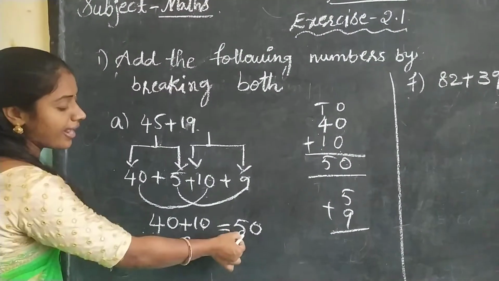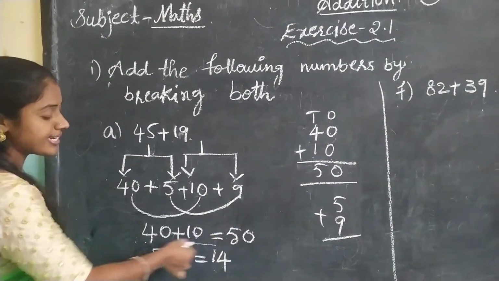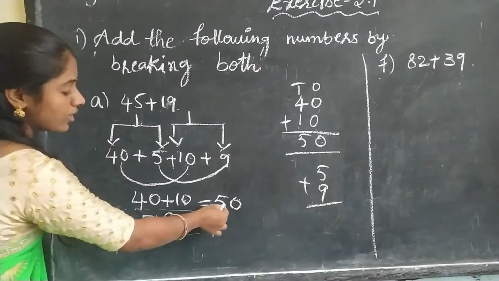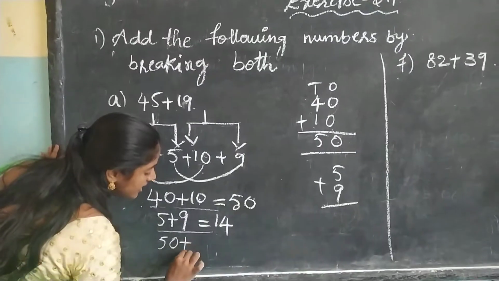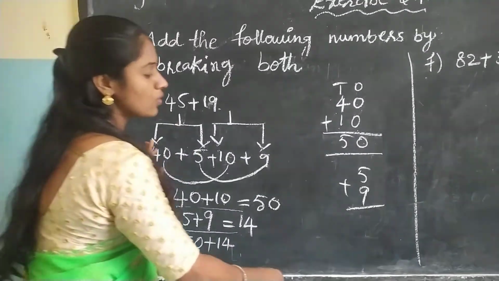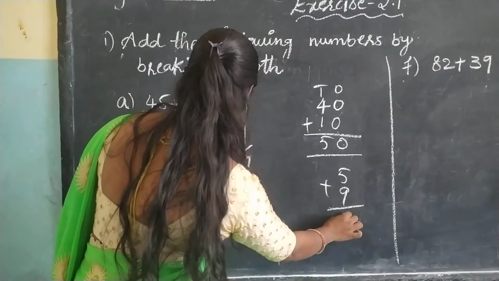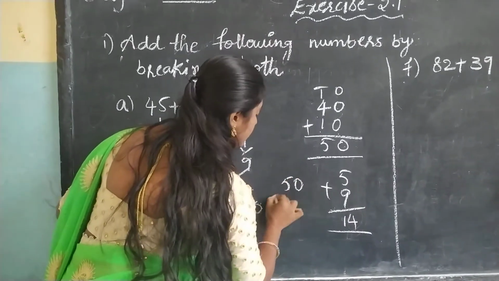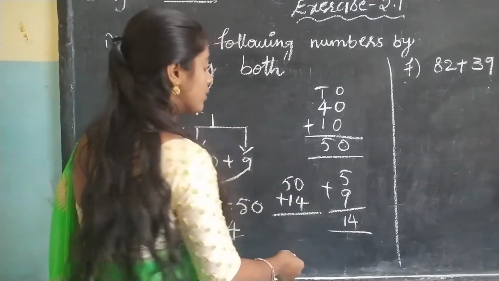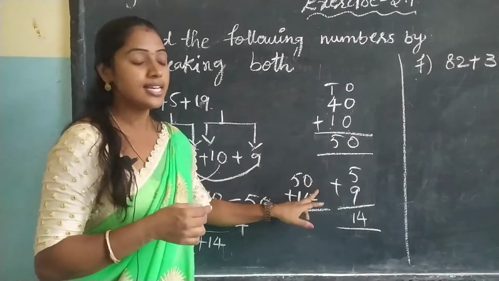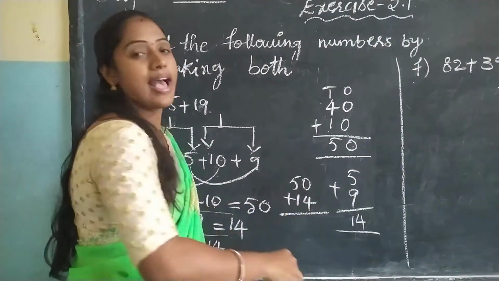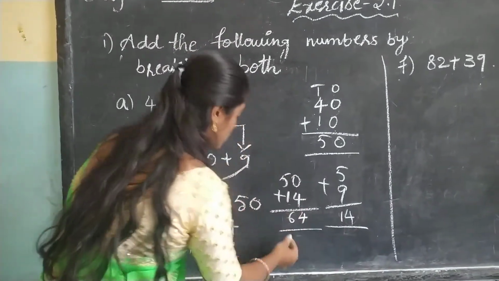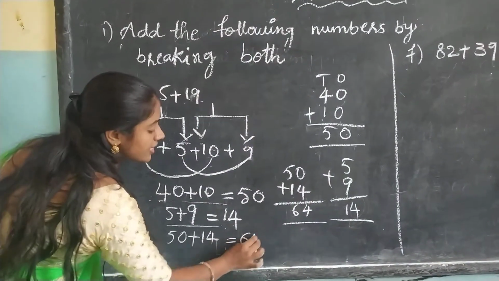Now you have to add these two numbers. This is a tens place, this is a ones place. You have to add these two numbers. What is that? 50 plus 14. Okay. 50 plus 14. How much here? So first you have to add this first ones place. 0 plus 4. How much? As it is, it will come 4. 5 plus 1, 6. So answer is 64.